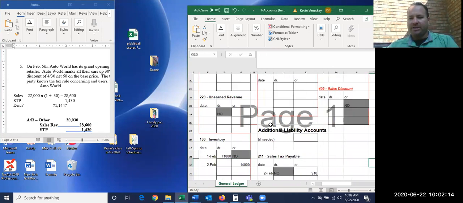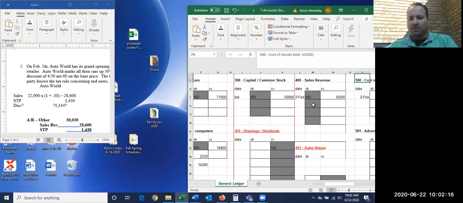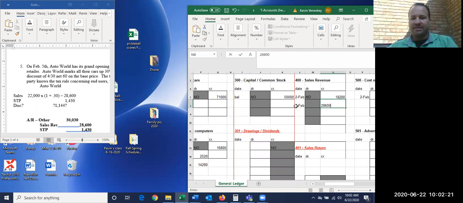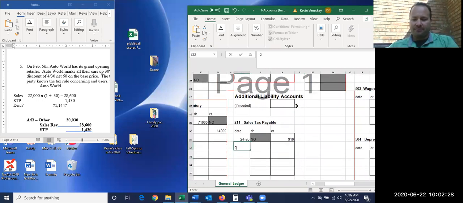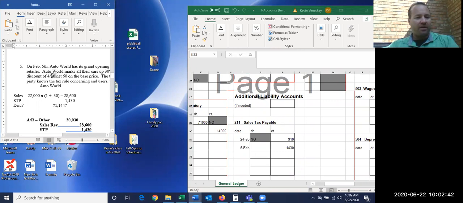So we need to put that into our T accounts as well. So on 2-5, we make sales revenue of $28,600. And we have sales tax on 2-5 of $1,430. Notice I'm not putting in the discount yet. I don't know if they're going to get the discount. They only get the discount if they pay within 30 days. And on February 5th, I don't know if they're going to pay within 30 days.